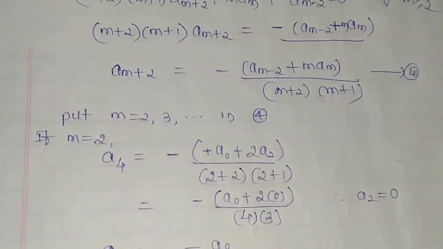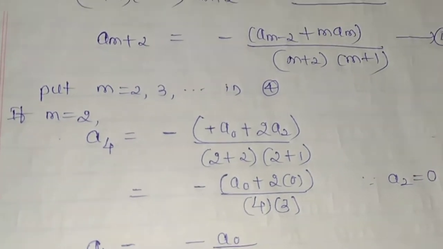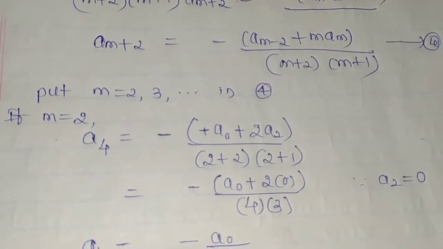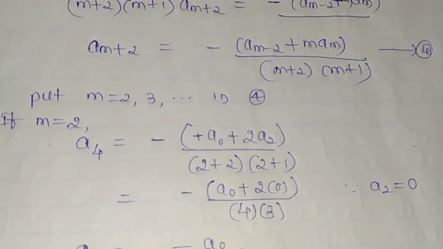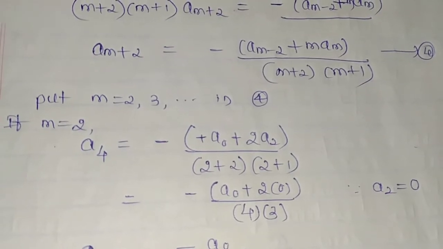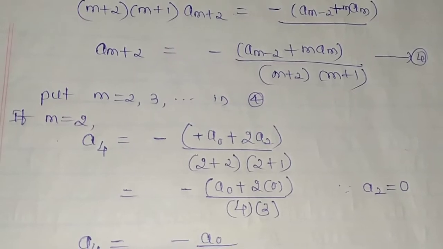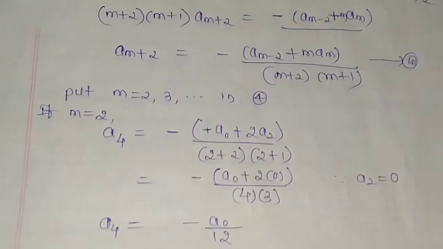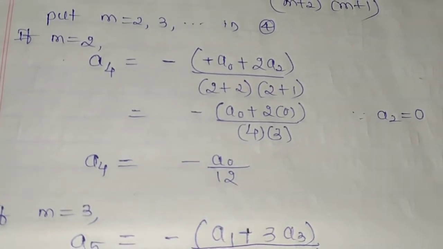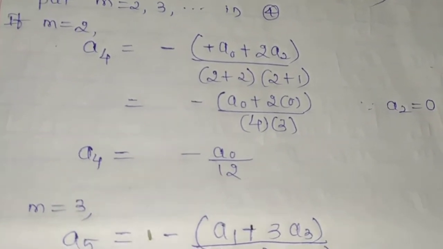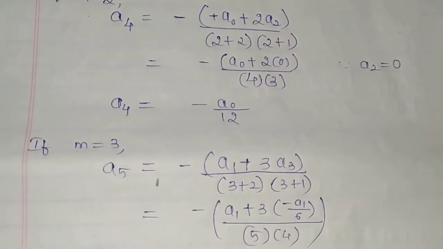Next I have to substitute m is equal to 2, 3 and so on in my equation number 4. First of all, if I substitute m is equal to 2, then I will get a4 is equal to minus of [a0 plus 2 into a2] divided by (2 plus 2) into (2 plus 1). That is, I have substituted m is equal to 2 in equation number 4. Then I will get minus of [a0 plus 2 into 0, because my a2 is 0] divided by 4 into 3. Then I will get a4 as minus a0 divided by 12.